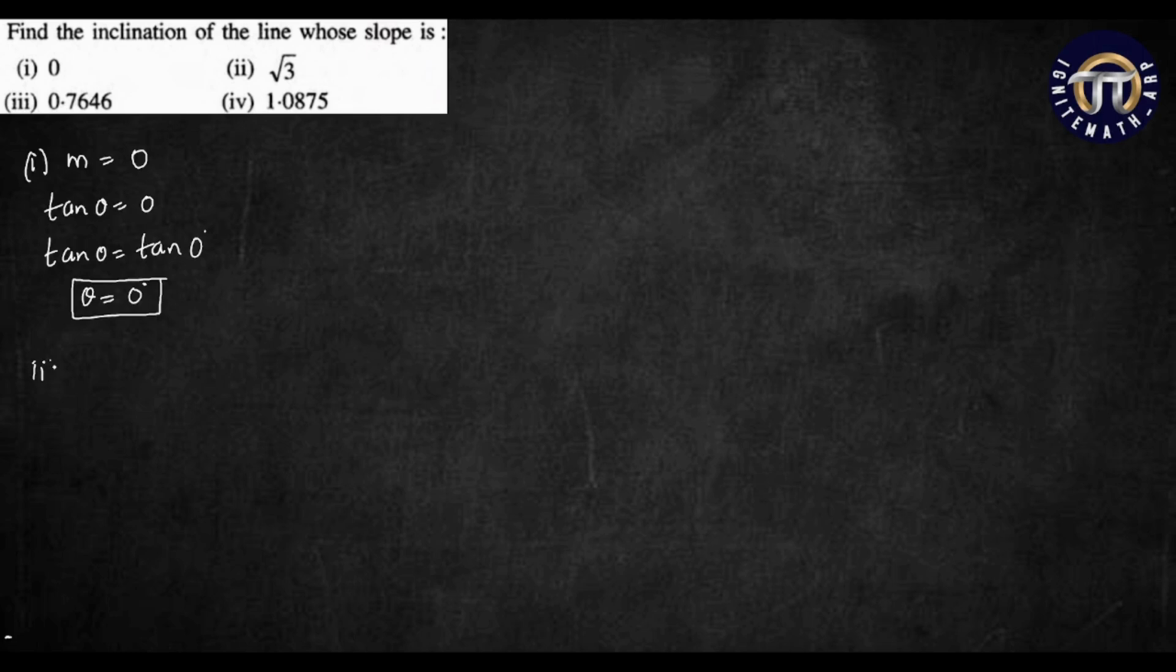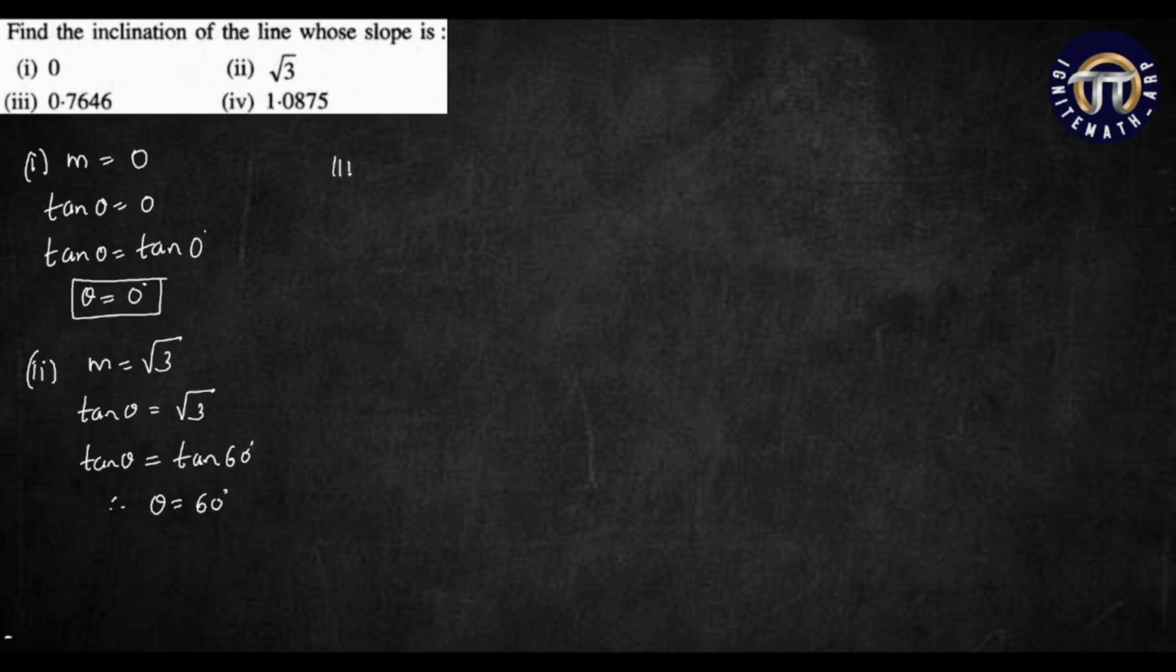Now let me take the second example. Here slope is equal to root 3. So tan theta is equal to root 3, because tan theta will give me the slope of a line. So tan of what angle is root 3, children? It is tan of 60 degree. Therefore theta is equal to 60 degree.